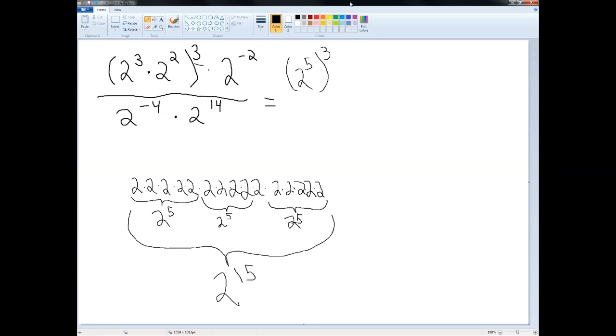So that's just a little illustration there for what you already probably know from this unit, that when you have an exponent to another exponent, you can multiply them together. And in this case, we ended up with 2 to the power of 15. So 2 to the power of 15 was all of this stuff.